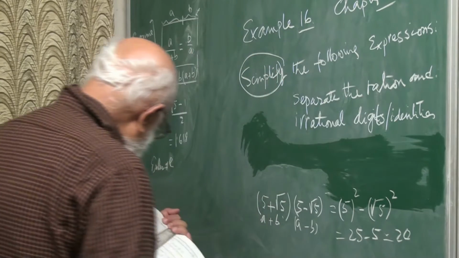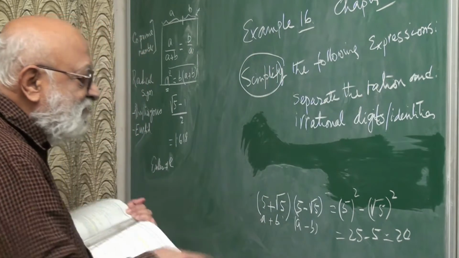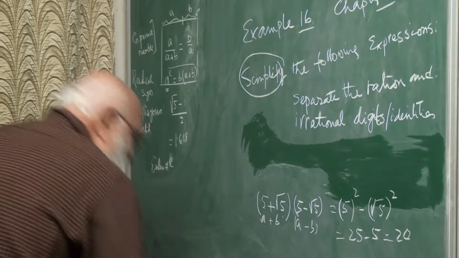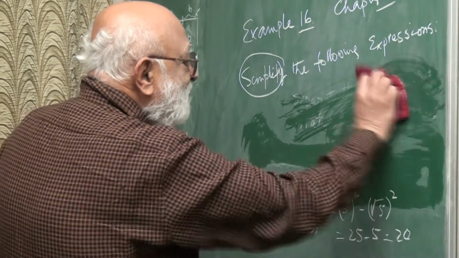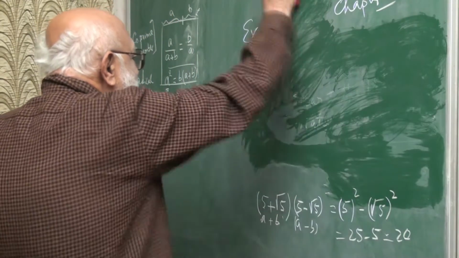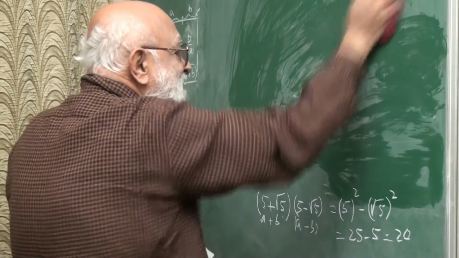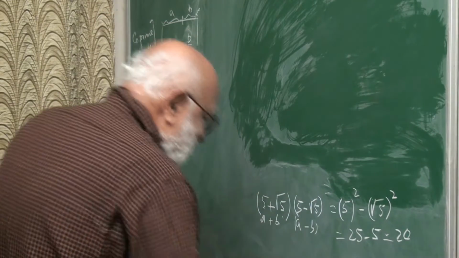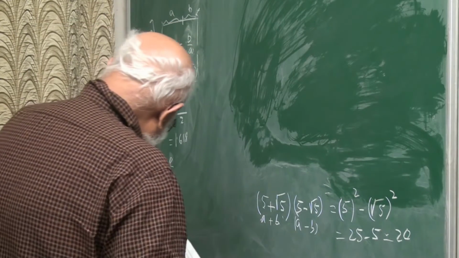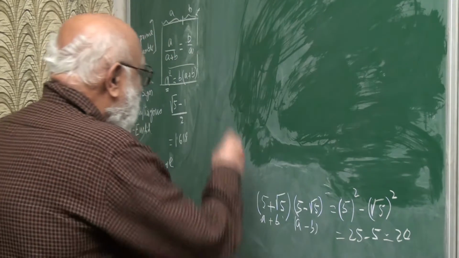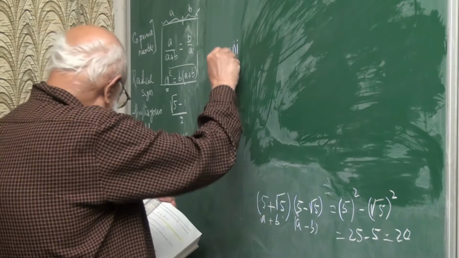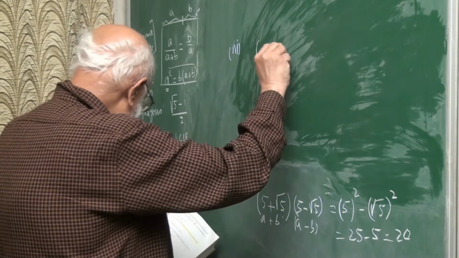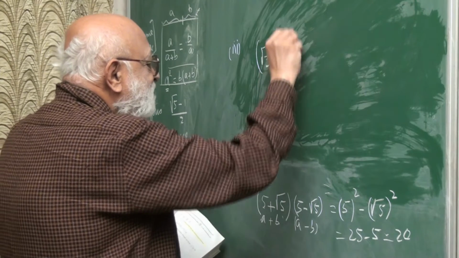So this is totally rational, right? There is no problem about it. Now I don't need this part of the board, as you have already seen what is to be done, so I can erase it. The next one, that was number 2, this is number 3. Number 3 says root 3 plus root 7 whole square.